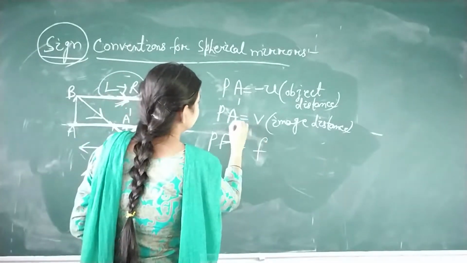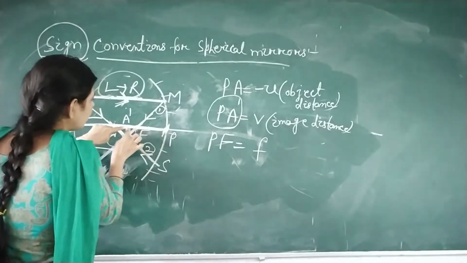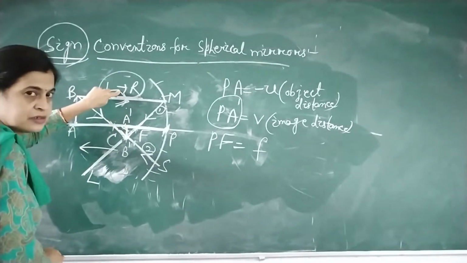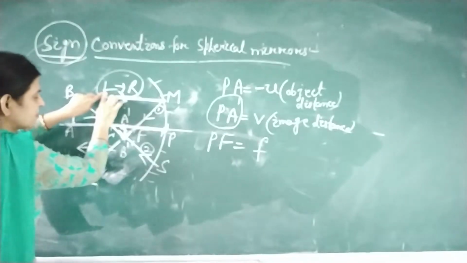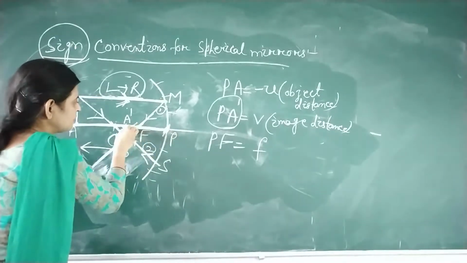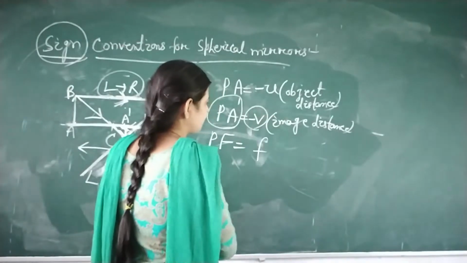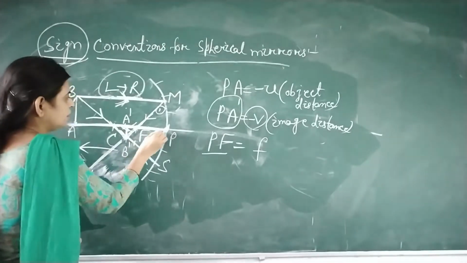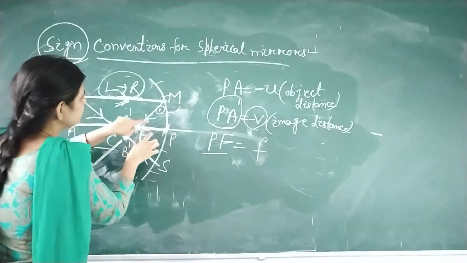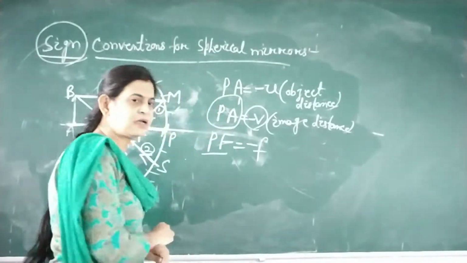Next, PA dash, which is your image distance. PA dash is also in the opposite direction of the incident ray. Clear? The direction of the incident ray is left to right, and when we say PA dash, that means the direction is opposite. So here also negative, minus. Next, PF. That is also opposite to the direction of the incident ray. So PF will also be negative here.